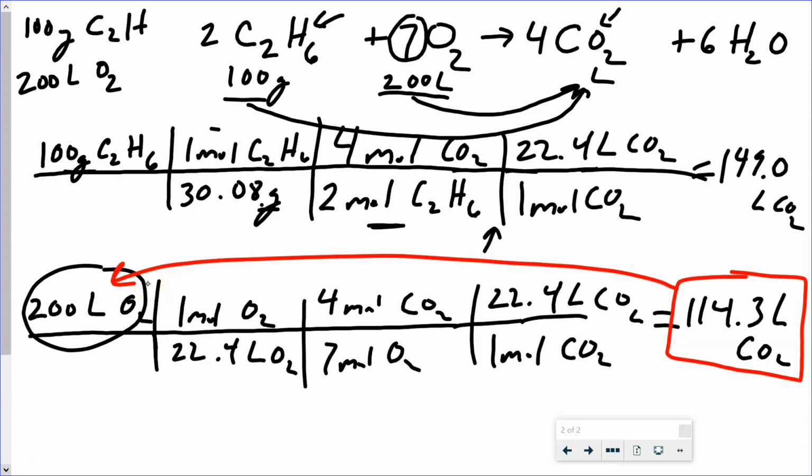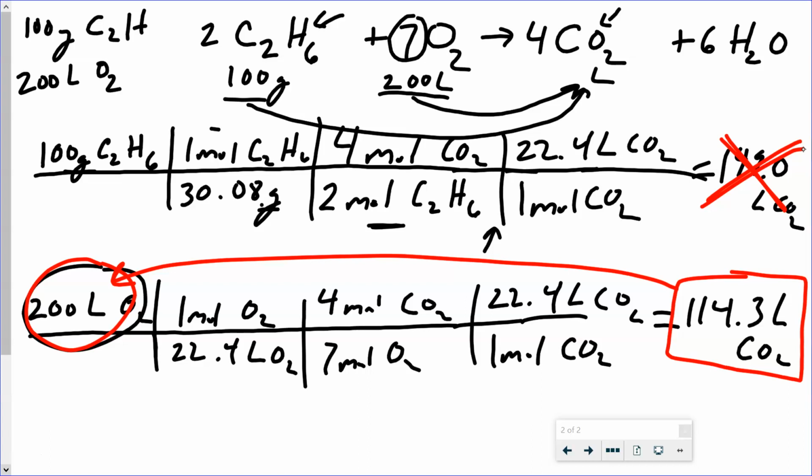Now, one thing that tells us is this number right here that I just crossed out is not valid for anything. There's no way that we can actually make that much carbon dioxide gas because we don't have enough oxygen to do that. For that reason, we're going to cross this number out and we're never going to use it again. It's not going to be a number for us to be able to use.